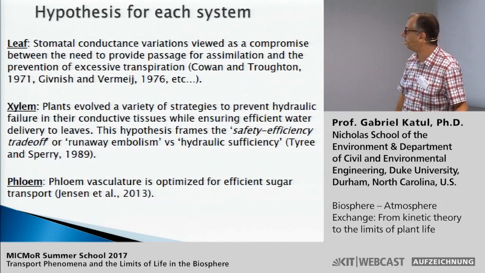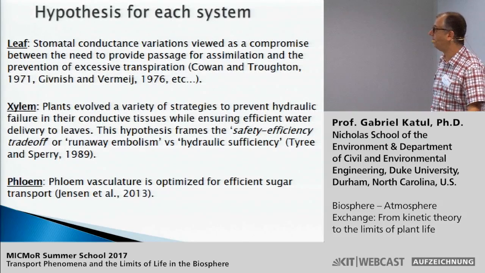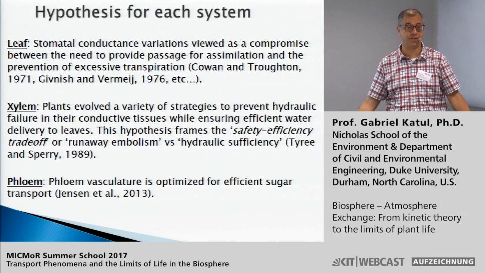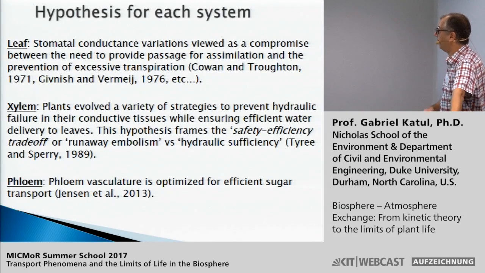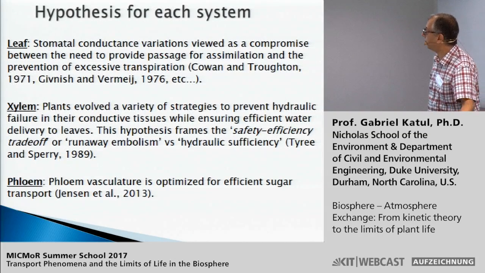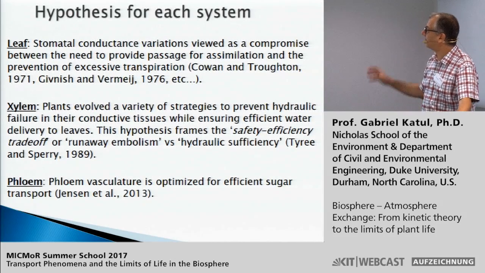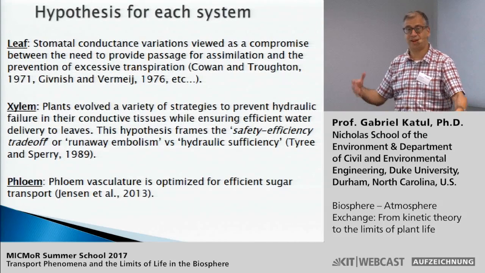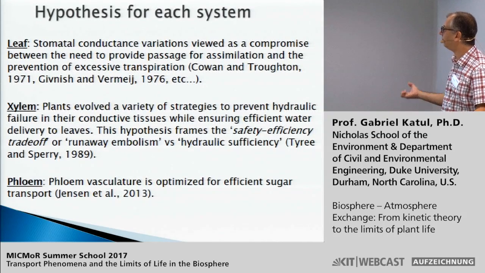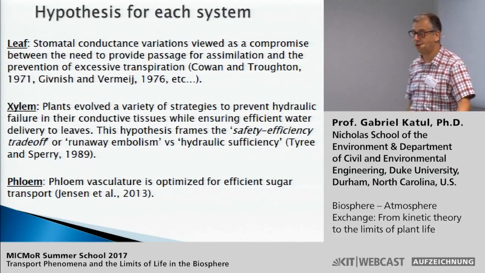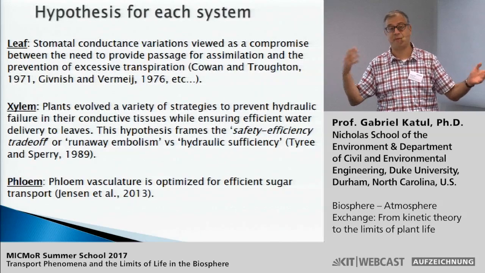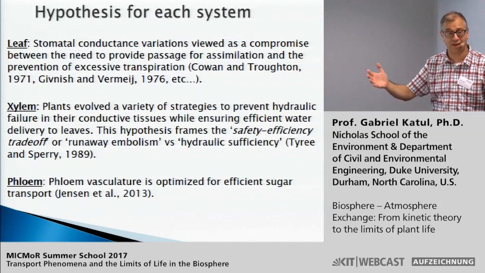And in each one of those compartments, there are, of course, parameters that need to be inferred so that you could use these concepts operationally. In the case of the leaf, one of the concepts that was put forth by Cowan and Troughton in a major paper in 1971 is that stomata may have evolved so that they maximize carbon gain while preventing excessive loss through transpiration. This means the leaf is somehow operating as an engineered system. It knows when to open the stomata and when to close them, and it wants to open them in a way that maximizes the carbon gain. Now, of course, this is a macroscopic description. It's an outcome of many, many microscopic processes, but it looks like the plant has figured out a way to do that.